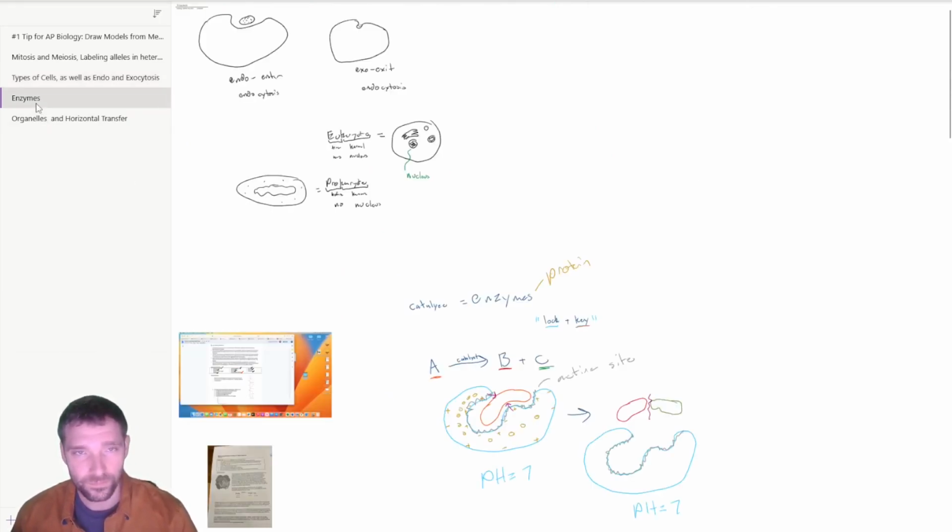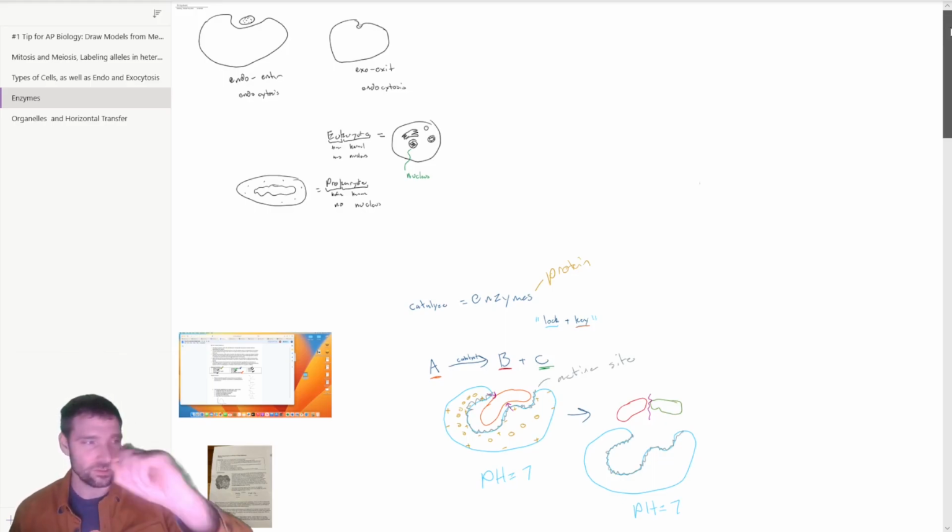So then there's also enzymes. We did a lesson on enzymes with another student, and this was a similar sort of thing. Like, can you draw out what an enzyme looks like? Can you draw something that shows an activation site for an enzyme? And that kind of idea.